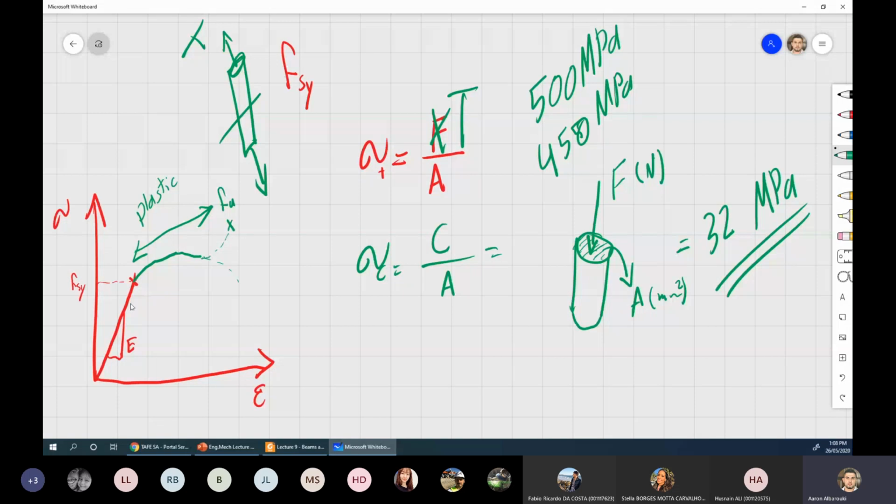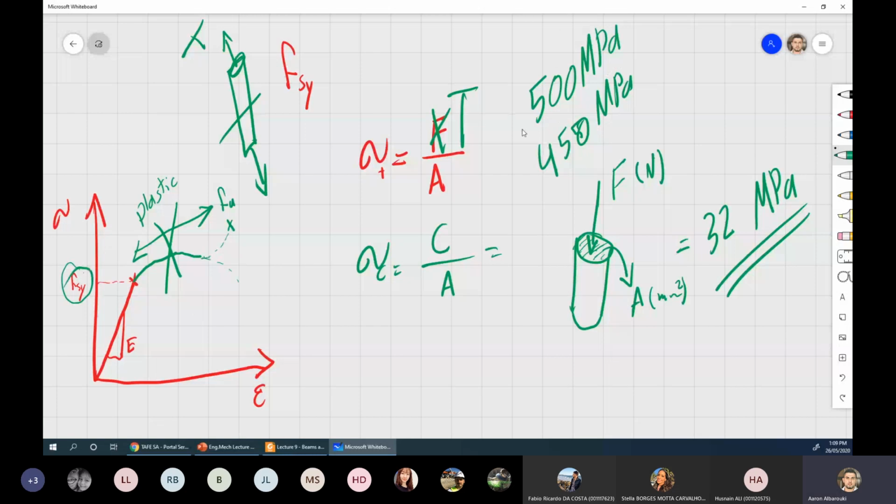Okay, this part here is the elastic part. This is not used for our design. This is our safe design zone. That's why we always take the yielding stress of steel. So when I'm saying, let's go back here, when I'm saying the yield strength or the yield stress, stress or strength is the same.